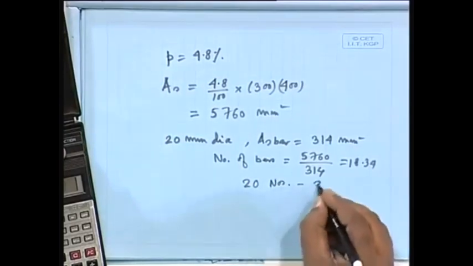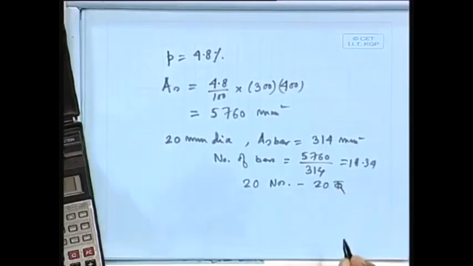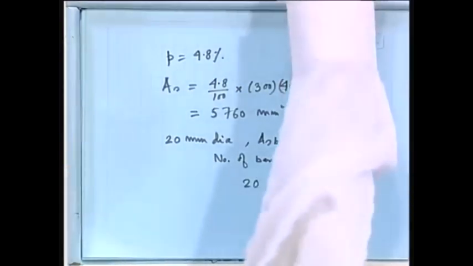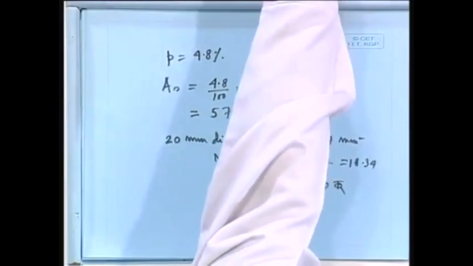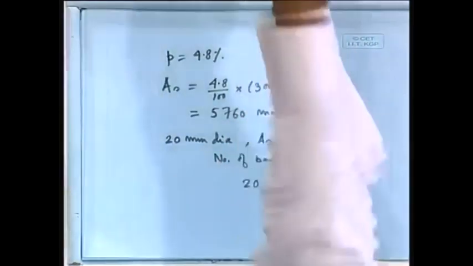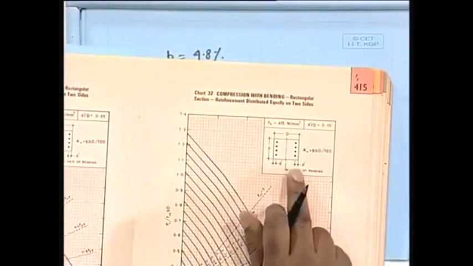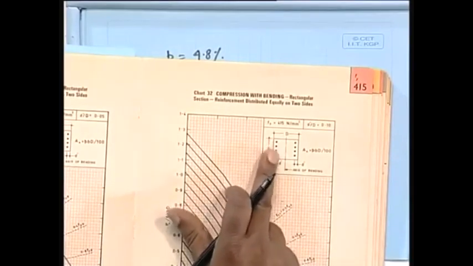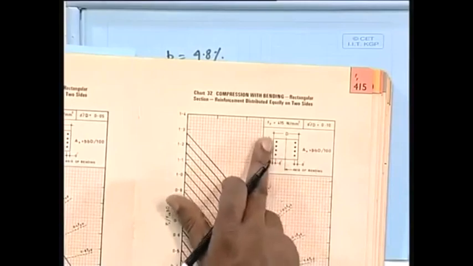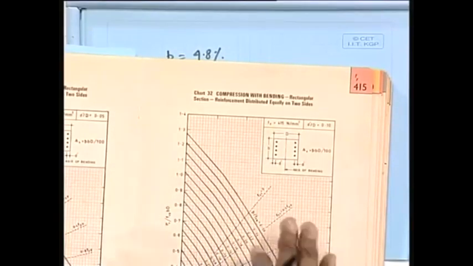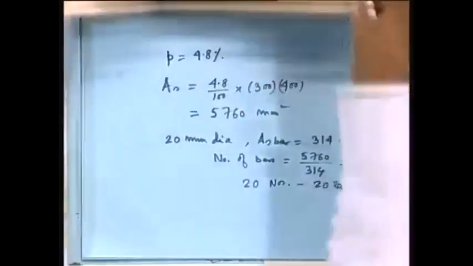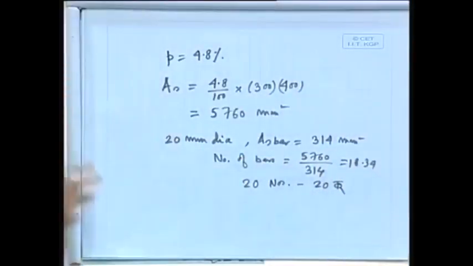So 20 numbers, 20 torr, that we have to provide. Let us find out, and we have assumed, because we have taken a section, please note, we have taken a section. I think you could find out that we are providing the reinforcement only on the two sides, not all through. So that means now we cannot provide these 20 bars all through.